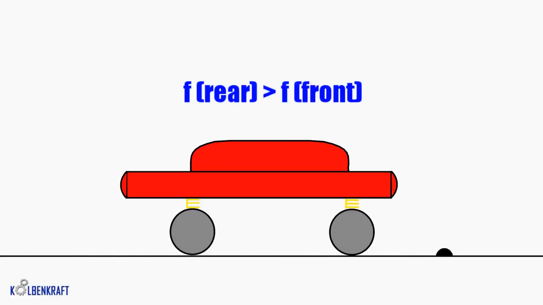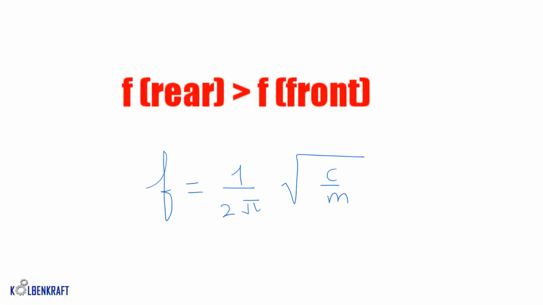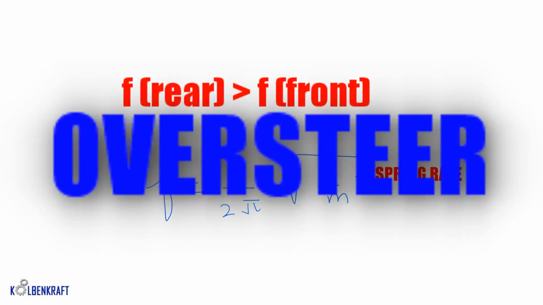But wait a minute, if the frequency of the rear wheels is higher, that means the suspension system of the rear wheels has a higher spring rate, which means that the suspension in the rear wheels is much stiffer than the front wheels. So this can lead to oversteer. But as we all know, the world of automobiles is just like relationships, it is all about compromise. So we need to select such a spring rate, such a frequency, that it provides better passenger comfort and also does not lead to oversteer.